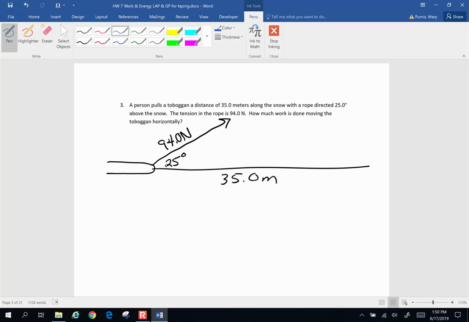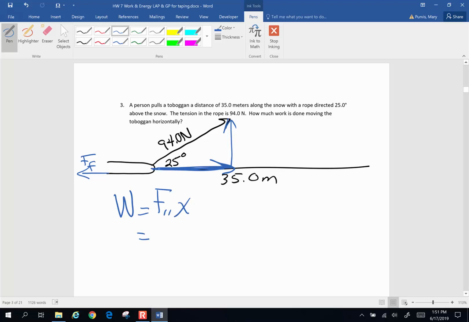Now we only want the horizontal component of the force. Any force used to pull the toboggan up does not actually do work, because what are we doing work against? We are doing work, in this case, against what force is pulling in the opposite direction? Well, that's going to be the resistive force of the snow, or the force of friction. So the force that I care about is just this component of the force that is parallel to the displacement. The force parallel to the displacement is what is actually involved in doing work.